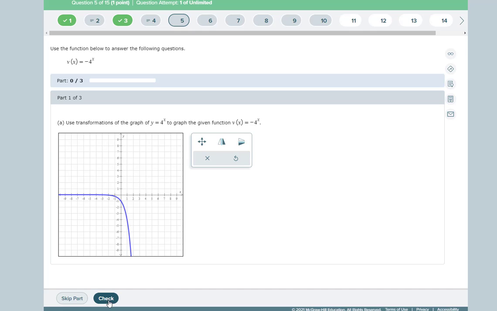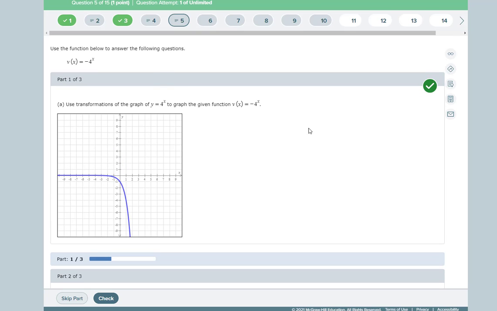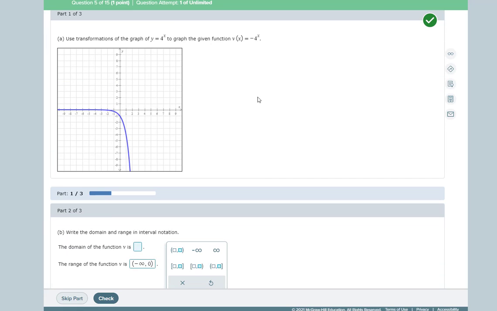There's no shifting up, down, left, or right, so we'll just check that we're right with that little flip. And we got it. The domain is -infinity to infinity. Now this time the range, it's going to go down forever. So we're going to say from -infinity up until 0, because it will get really close to 0 and not touch. And the horizontal asymptote is still at y equals 0.